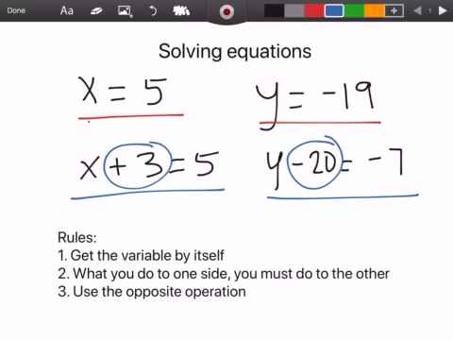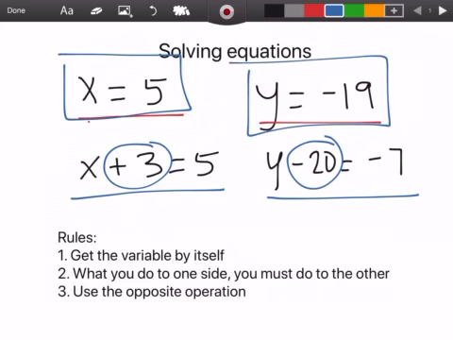So we need to solve these. We need to get rid of that thing that's with the variable in order to get the variable by itself, so it looks like x equals something or y equals something. So there's a few rules that we have to follow whenever we're solving equations. This first rule, we need to get the variable by itself. What you do to one side of the equation, you must do to the other side. So if you add 3 on one side, you have to add 3 on the other side.